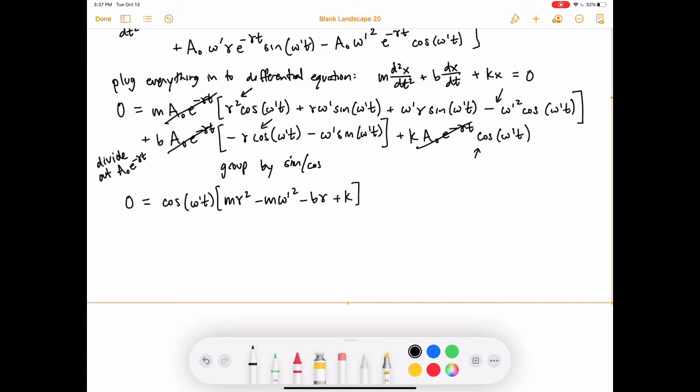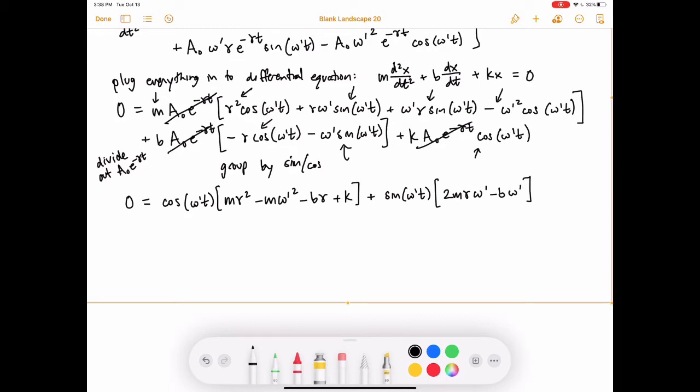All right, next, what are all the sine terms? We have sine omega prime t. We have this term and this term, which basically are the same thing. So we can group them together and say it's 2 times, we have an m out front over here, and then we have a gamma times omega prime. Now the other sine term that appears is right there, which is minus b, which is out front, times omega prime.